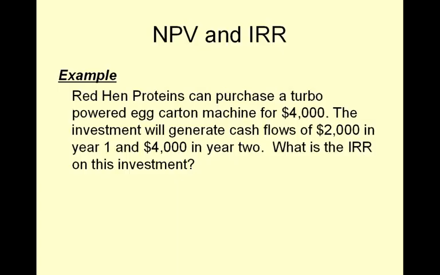Okay, we have a firm, Red Hen Proteins, and it's considering purchasing a turbo-powered egg carton machine for $4,000. The investment will generate cash flows of $2,000 in year 1 and $4,000 in year 2. And we want to know what is the internal rate of return on this investment.